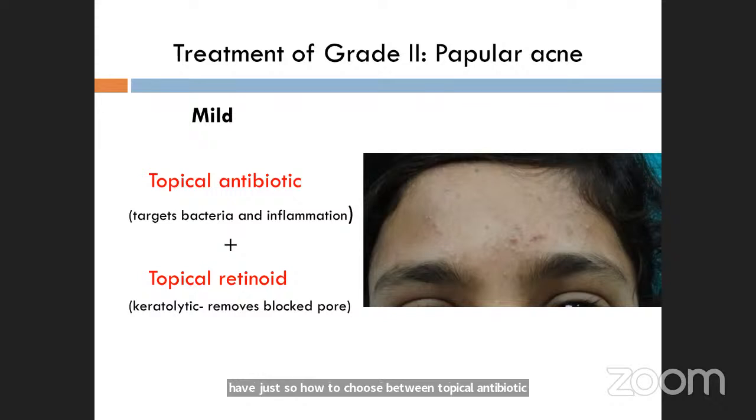If you have less number of lesions, you go with topical therapy. If you have large number of lesions, you know you have to switch to oral therapy. So treatment of mild cases of grade 2 acne would be topical antibiotic because inflammation has set in, and that will target your bacteria and inflammation, these two pathogenetic factors. And you add your topical retinoid because you need to open the blocked pore. Next slide, sir.